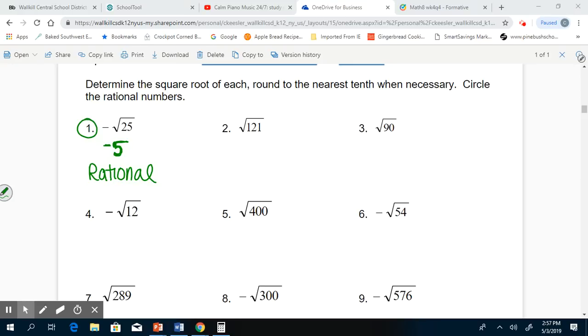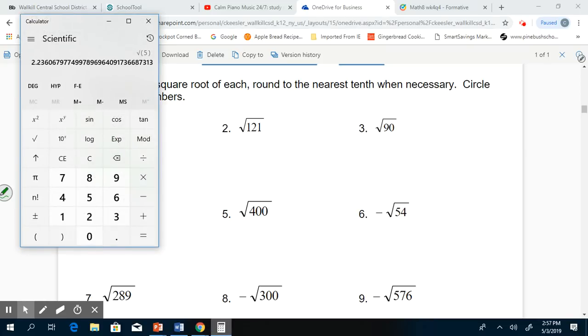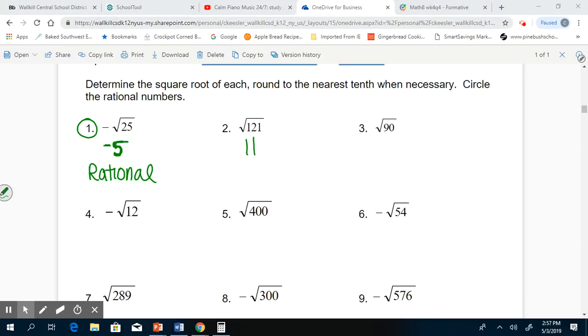Number 2, square root of 121. Again, if you're good with your numbers, if you think about, well, what is the square root of 121? Is there a number times itself that makes 121? You can do it in your head. If you can't, you go to your calculator, put in 121, take the square root, and we get 11 because 11 times 11 is 121. So again, we get a rational answer.